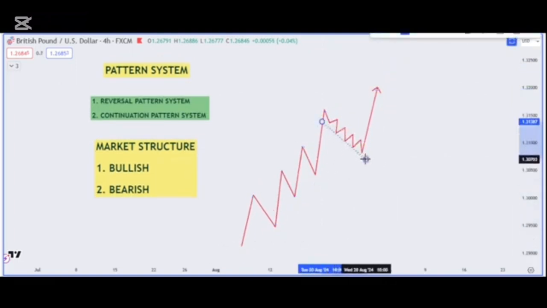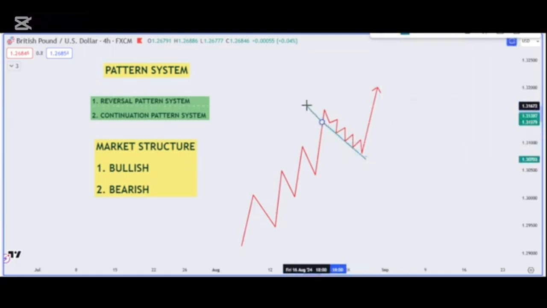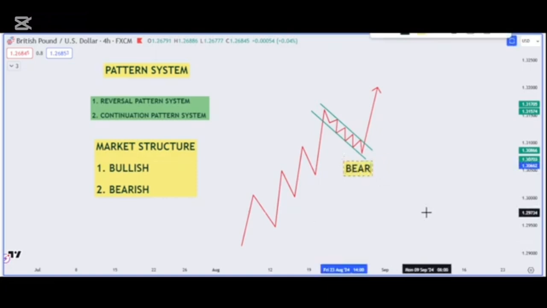This movement like this, you can call it bearish flag. Whenever you see a pattern like this, you call it bearish flag.